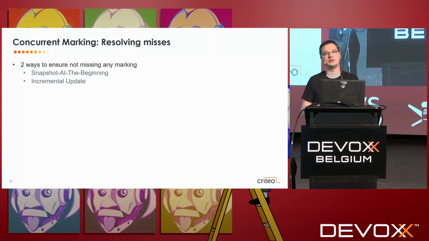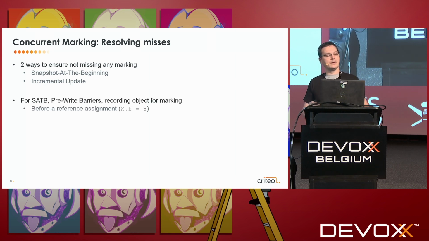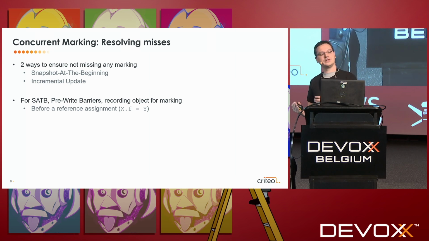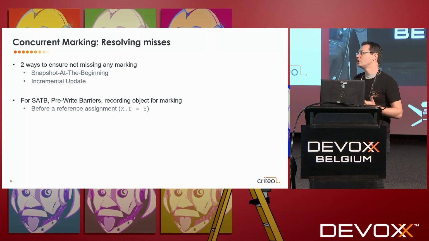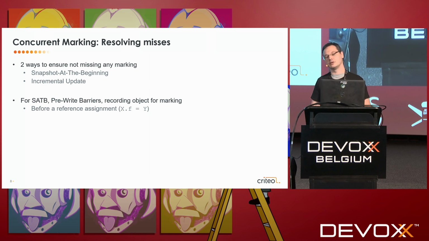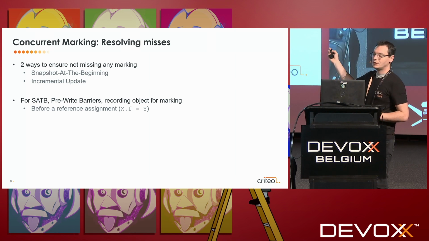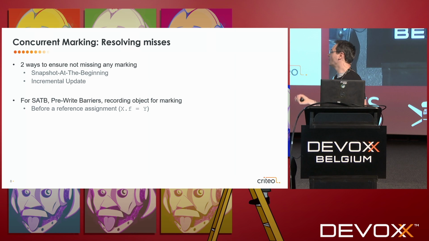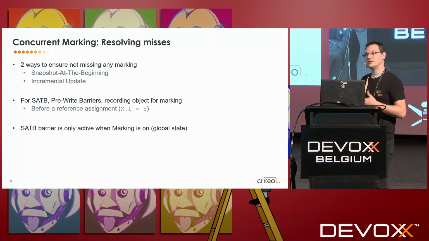There are two ways: using the snapshot-at-the-beginning algorithm or incremental update. We are currently dealing with snapshot-at-the-beginning, or SATB. The way this algorithm resolves the issue is by inserting a pre-write barrier. For every assignment in your code, the JIT will insert new code. So before each reference assignment, if you have an X object that stores into its F field a reference to a Y object, there will be new code inserted by the JIT.